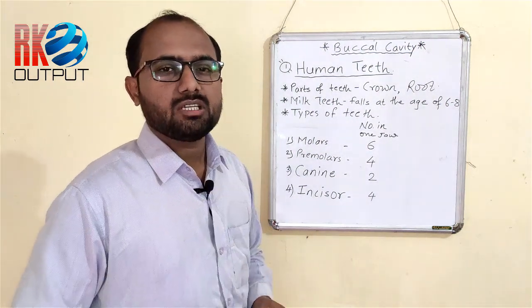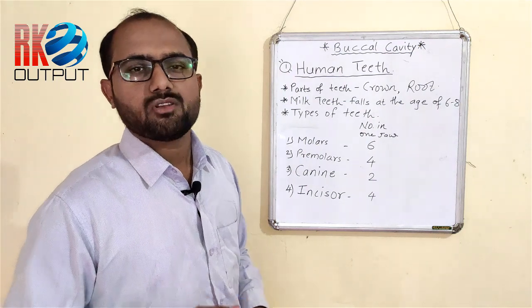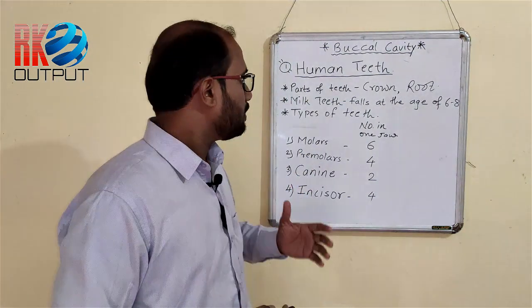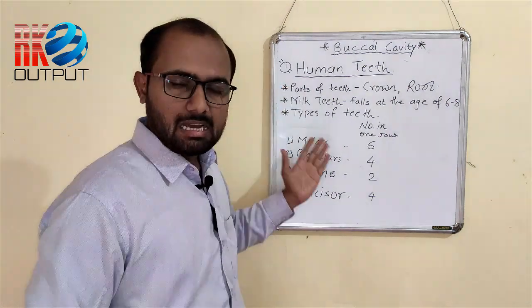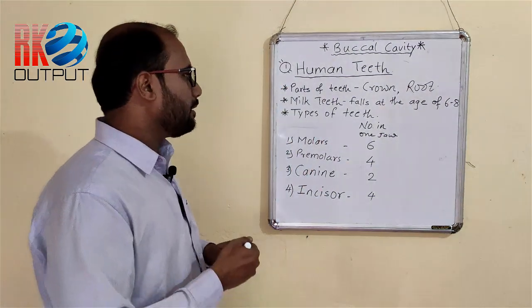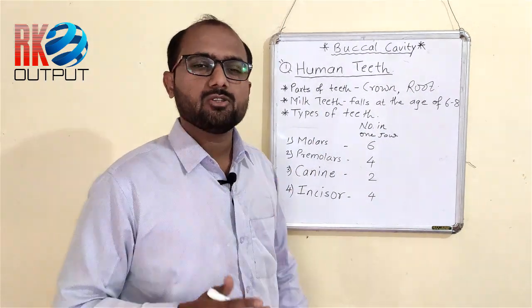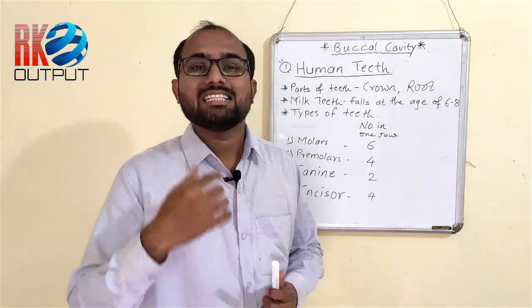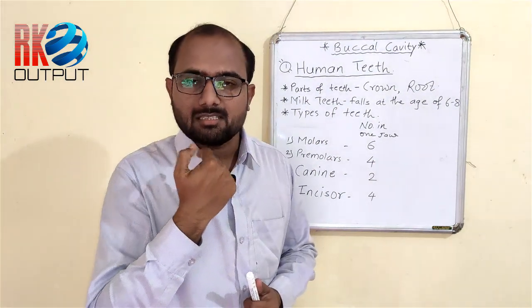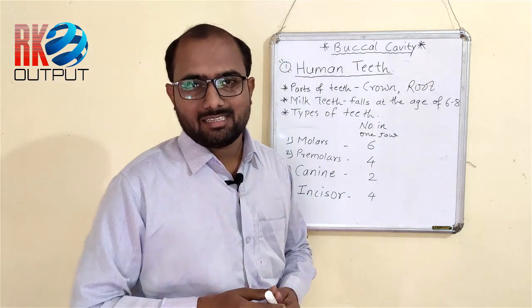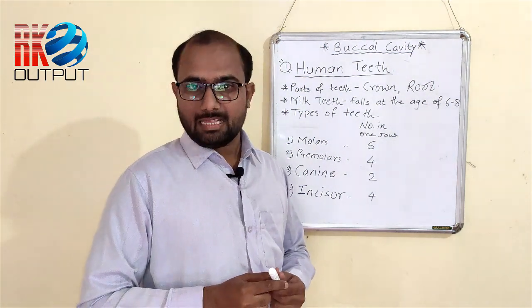Let us go one by one through the specifications of our human teeth. अभी हम एक एक करके सभी जो टीथ की जानकारी है वो लेने वाले. Number one, we will start with the parts of teeth. Your teeth have two main parts. The part which is visible to us, जैसे कि ये जो white part हमें दिखता है टीथ का, that is called a crown. उसे हम crown कहते हैं.